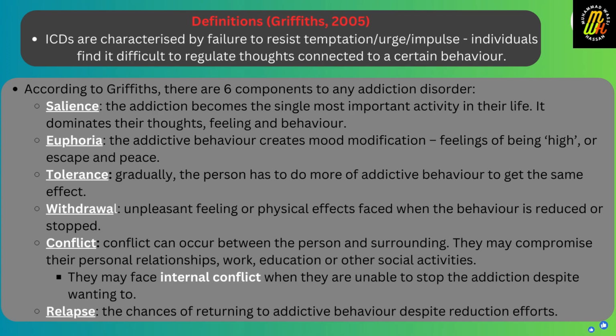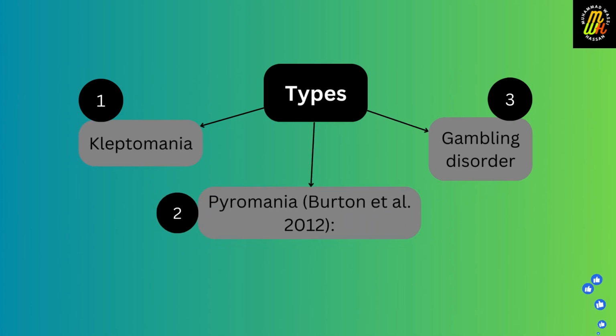They may face internal conflict when they are unable to stop the addiction despite wanting to. Relapse: the chance of returning to addictive behavior despite reduction efforts. Types: 1. Kleptomania, 2. Pyromania, Burton et al. 2012, 3. Gambling disorder.